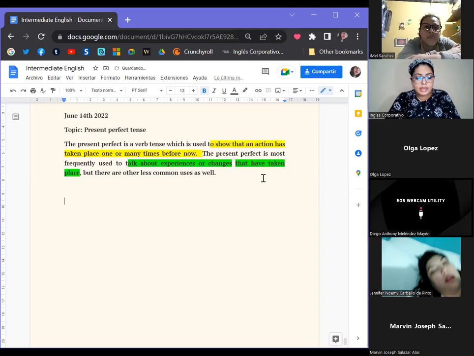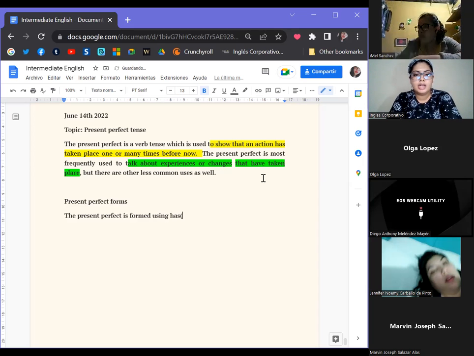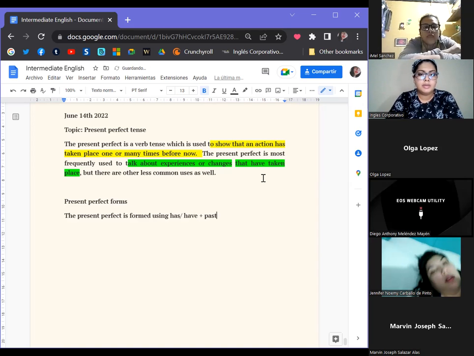So we are going to see the present perfect forms. The present perfect is formed using has or have plus past participle. The present perfect, we have has or have plus past participle.